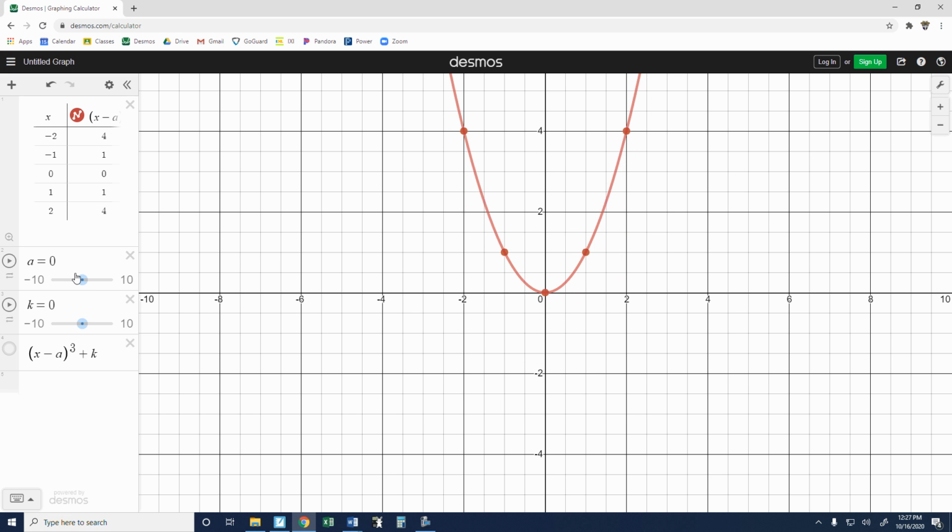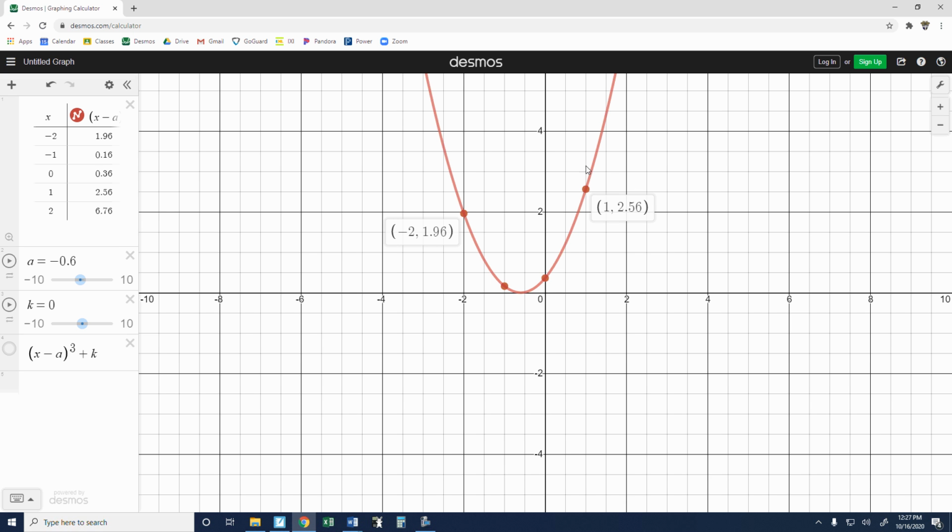But now let's say I start moving this function left to right. Oh, here we see a difference. Let me get a little bit closer here. Negative 2 has a value of 1.96. Positive 2 has a value of 6.67. Negative 1 has a value of 0.16. Positive 1 has a value of 2.56.